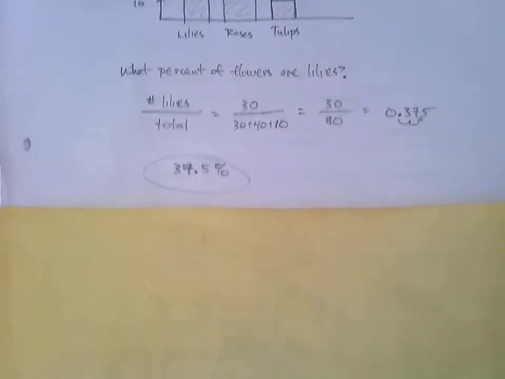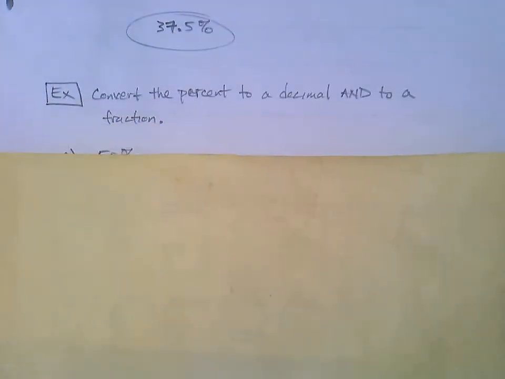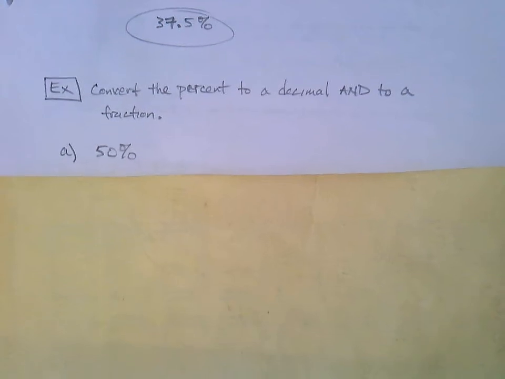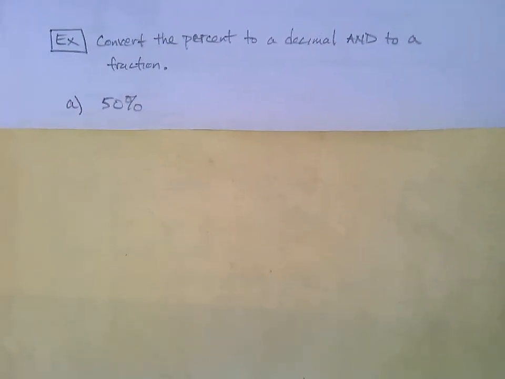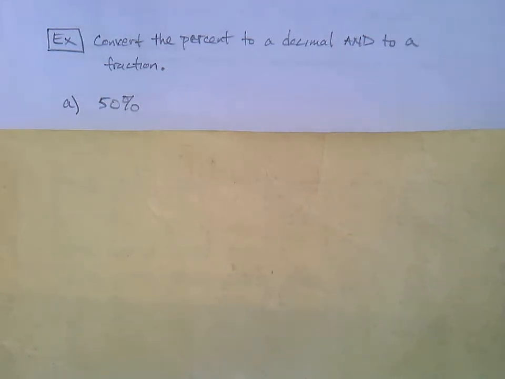Picking up right where we left off, let's move down. Still talking about percents, but now we're going to convert the other way. So convert the percent to a decimal and convert the percent to a fraction. Okay, so we start off with part A, 50%. So we're going to convert that to a decimal, and then we're going to convert it to a fraction also.